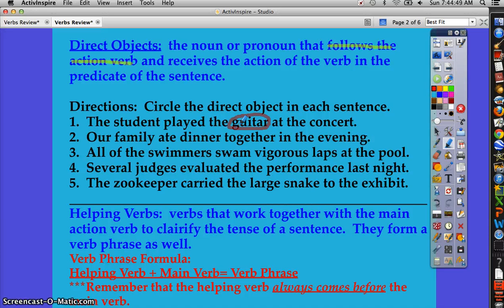Number 2, our family ate dinner together in the evening. Again, our family did something, our family ate. What did our family eat? Dinner would be the direct object for number 2.